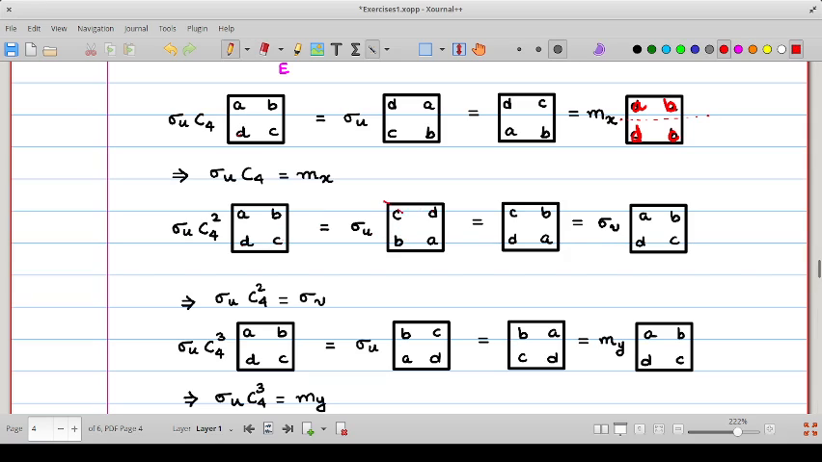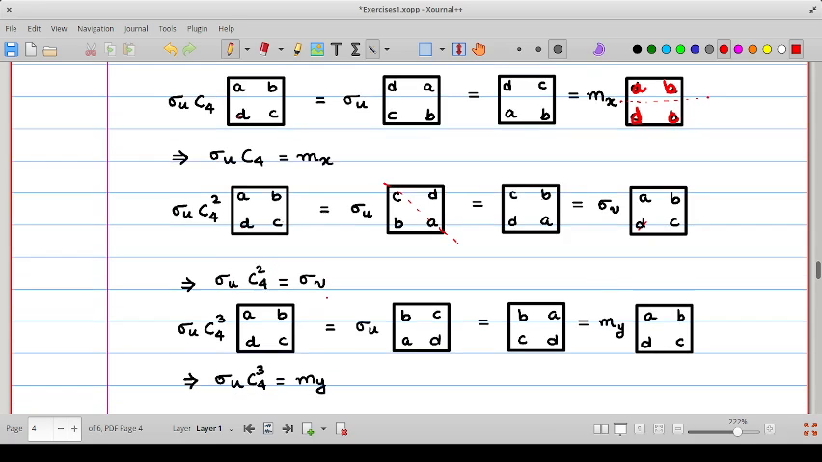Now we have sigma u, which is again the reflection about a plane given by this line. C and A remain the same, and B and D get interchanged to get this. Now consider sigma v acting on A, B, C, D, this original state. Sigma v is a reflection about a plane given by this line. So there B and D remain unchanged, A and C get interchanged. So that means this is exactly equal to the left hand side. So we identify that sigma u times C4 square is equal to sigma v.